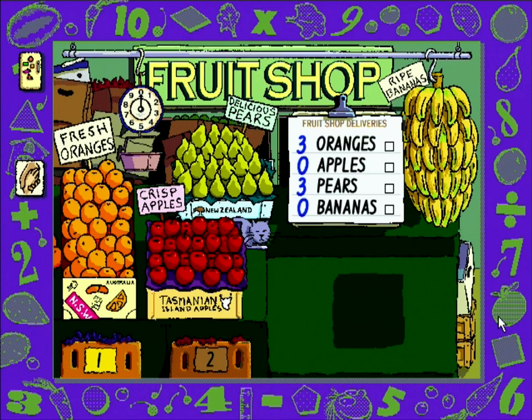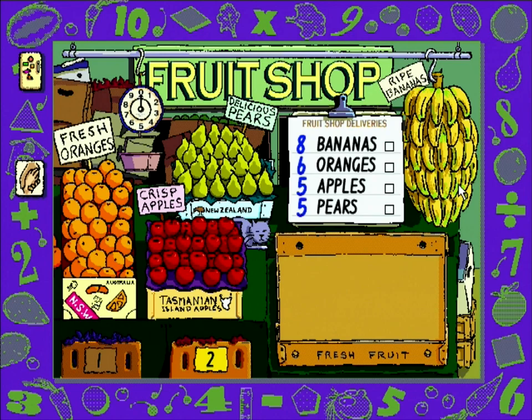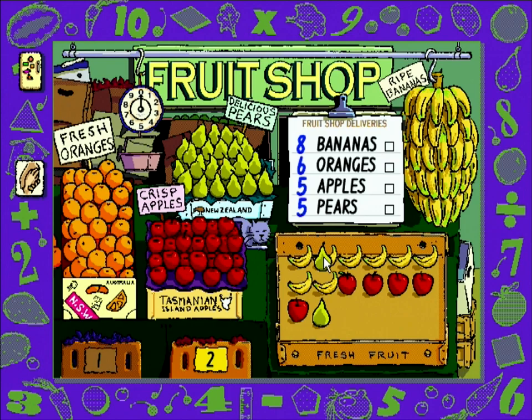Okay, let's try this order. I think it's my turn. I'm ready to order now. This customer needs 8 bananas, 6 oranges, 5 apples, 5 pears. Okay, this one's ready to ship out. Thank you, man. Nice fresh fruit you're selling.